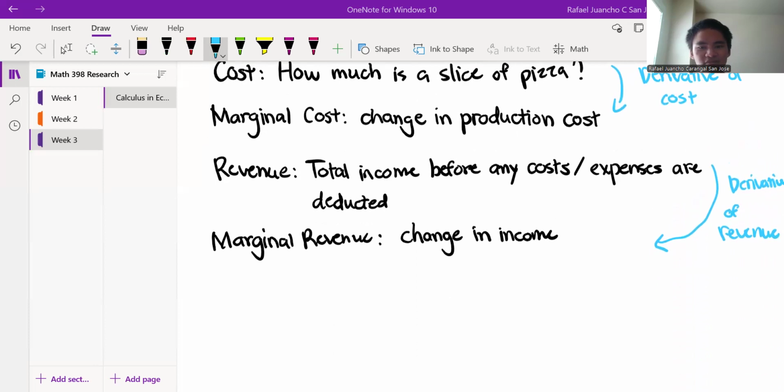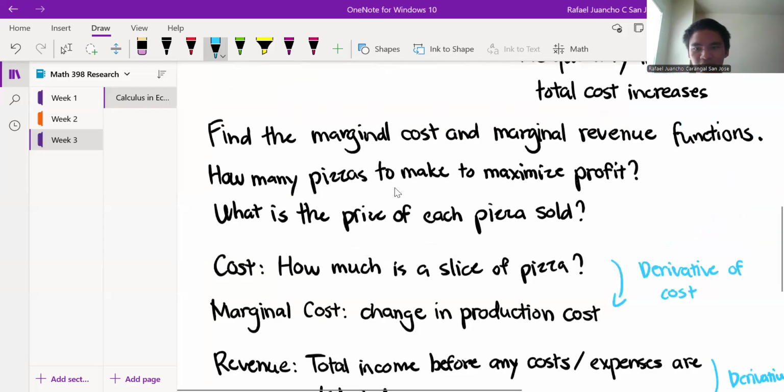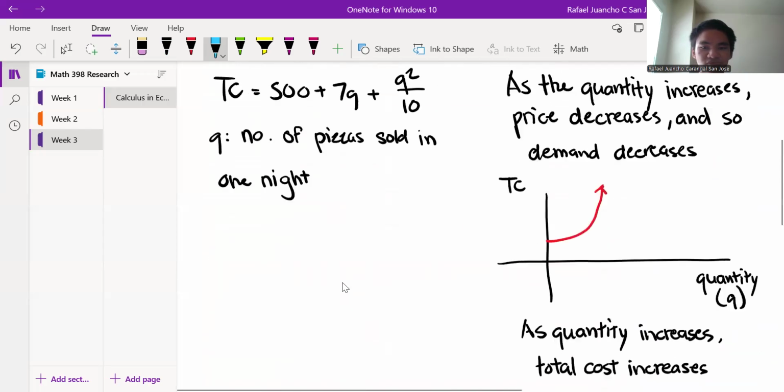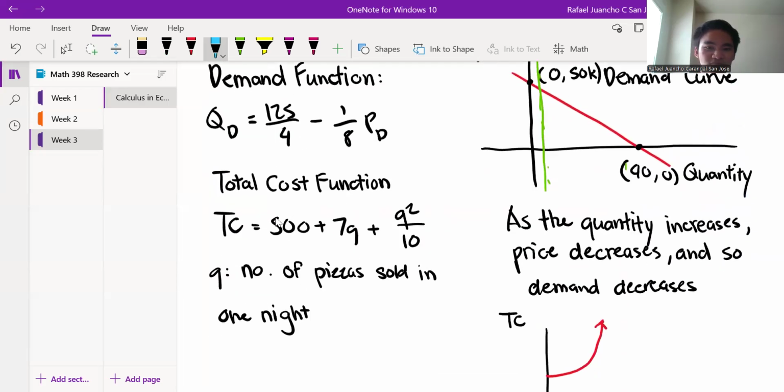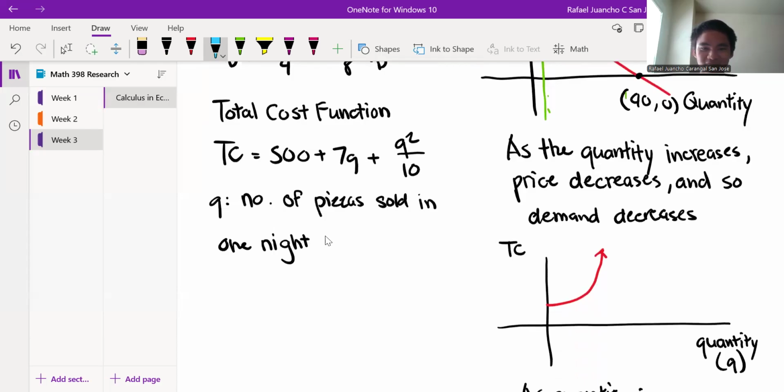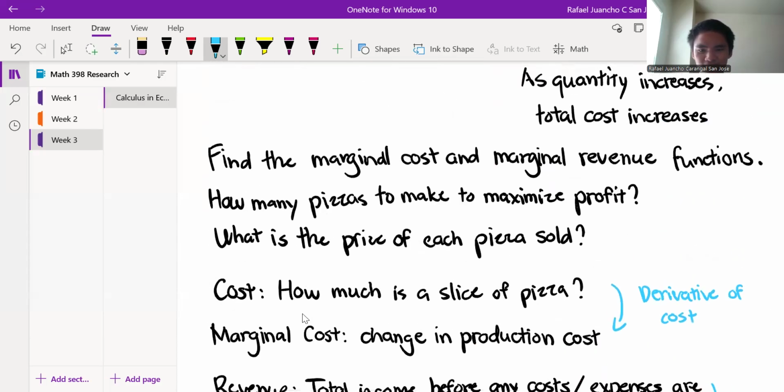Okay, now we can actually answer our first question, which is we want to find the marginal cost and the marginal revenue function. So let's do that. What's our given? Obviously, we have to look at that. We're given a demand function and we're given a total cost function, right? So what's the first thing we want to do? Well, here we can actually already get our marginal cost because we have our total cost function.